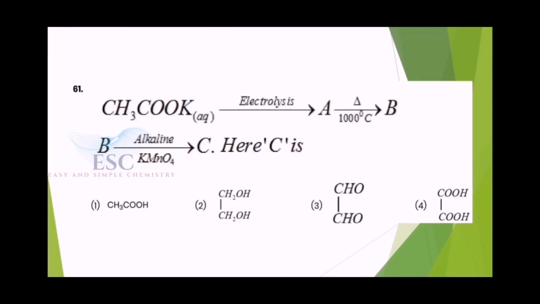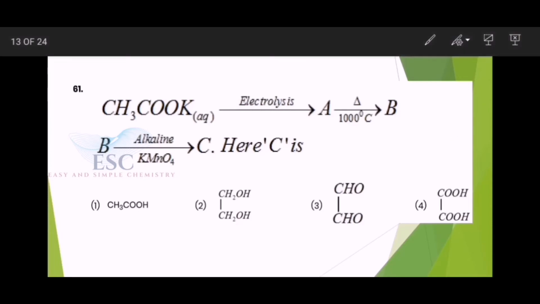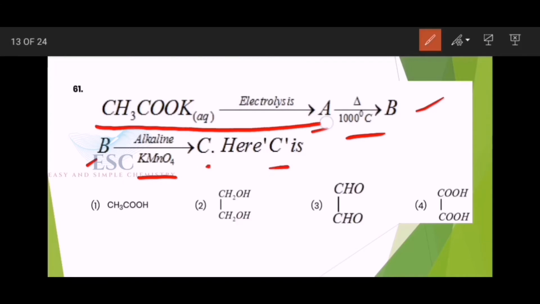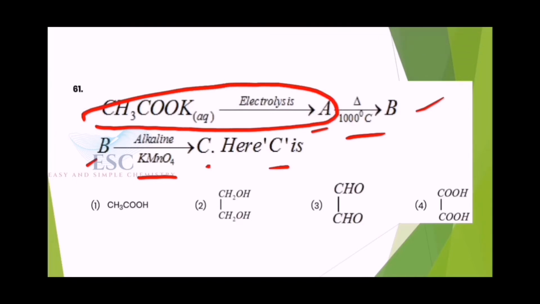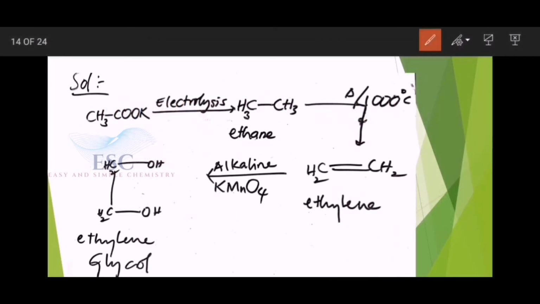The 61st question is, potassium acetate under electrolysis forms A, where A heated at 1000 degrees temperature forms B, and when B is reacted with alkaline potassium permanganate it forms C. What is C? Okay, so this is the Kolbe electrolysis process. See the solution. So this is potassium acetate under electrolysis. This is a Kolbe electrolysis process.